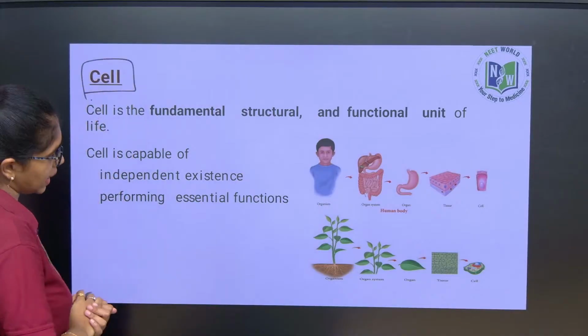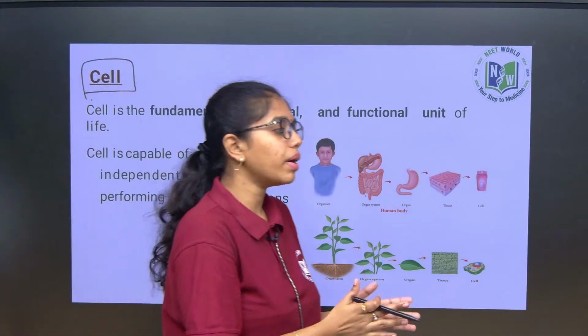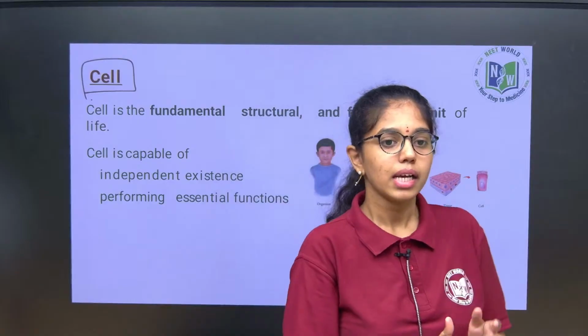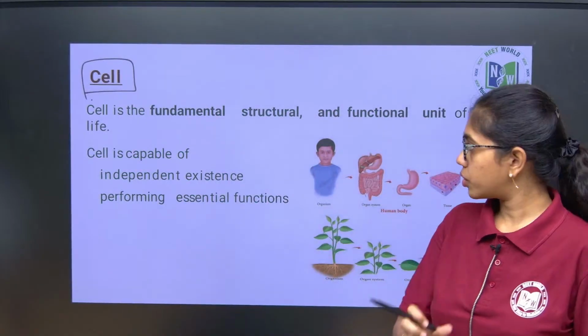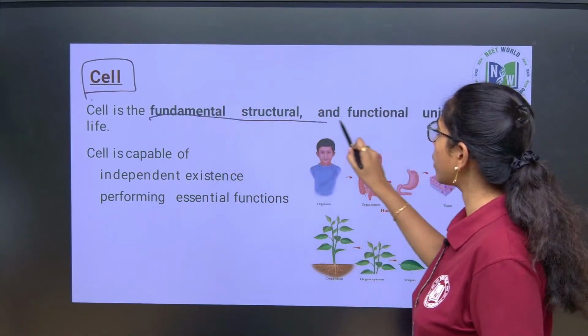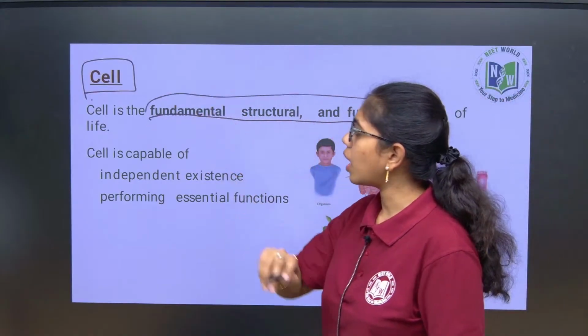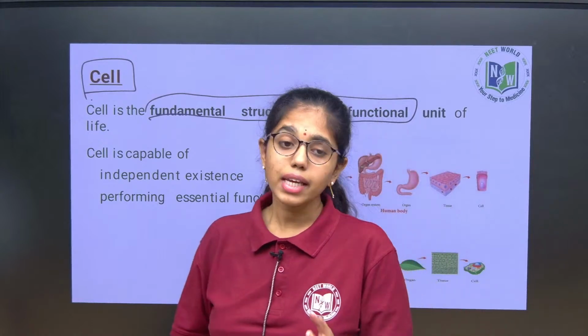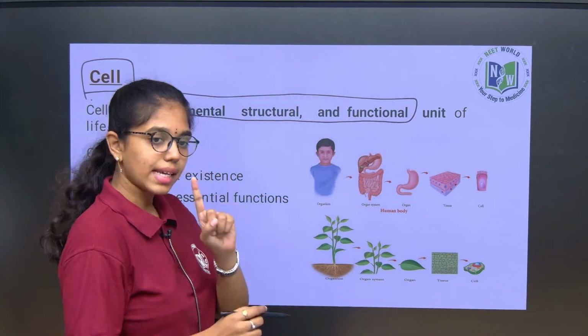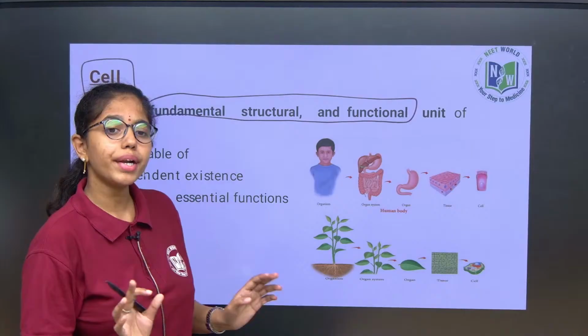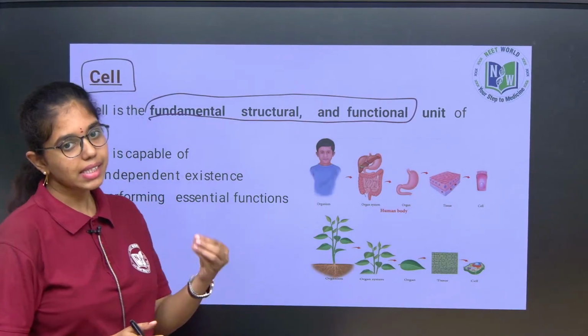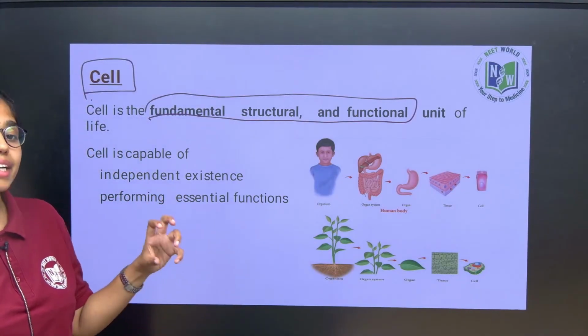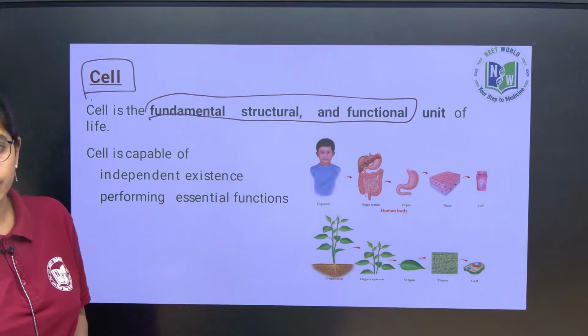First, about the cell. The solid statement that is given for a cell is what? Cell is the fundamental, structural and functional unit of life. Why is the cell called the fundamental, structural and functional unit of life? Why is it called like that? Because a single cell is independent in its function, yes or no? It is independent in its function, and it is independent in its structure as well.